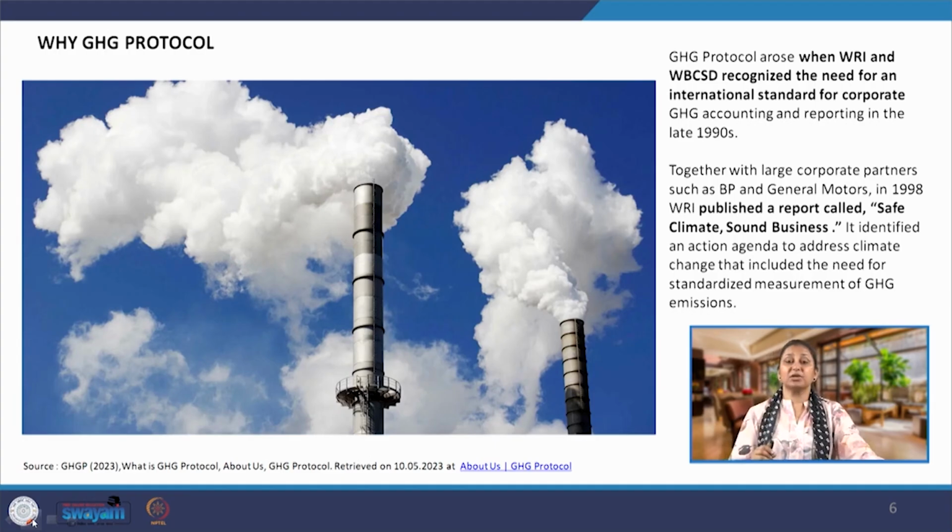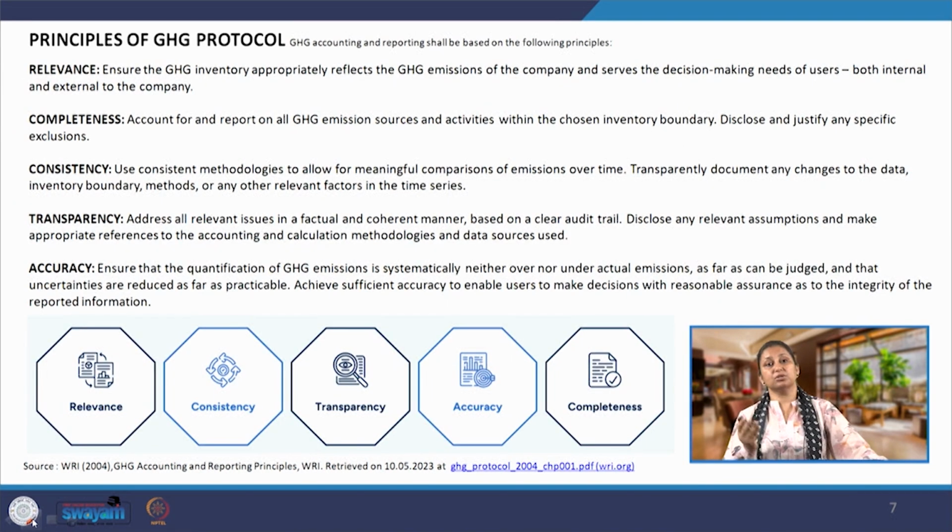It was in this particular report that it was realized that certain businesses might already be doing very good, and many others might need to be motivated to reduce their emissions. But how do they reduce? What do they need to do? How will they report? How much have they reduced? All of that required, it was felt, a standardized measurement, and that is how the need for the GHG Protocol was felt and it came into existence.